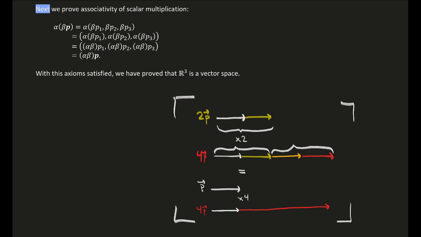Next, we prove associativity of scalar multiplication. Again, we take two scalars, alpha and beta, and a point P. We compute alpha times beta P. First, we write in coordinates, alpha times beta p_i. Then we use the definition of scalar multiplication to bring alpha into each of the components. Then we use the associativity of multiplication of real numbers to write alpha beta times p_i for each component. And then we use the definition of scalar multiplication again to pull out the scalar alpha beta, and we're left with alpha beta times P. With the axioms satisfied, we have proven that R3 is a vector space.